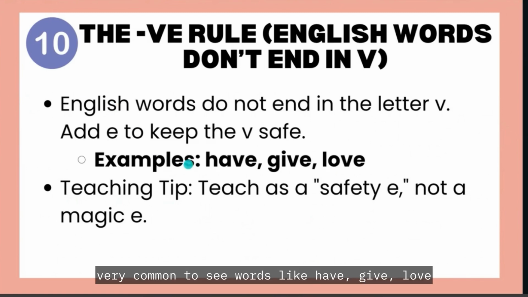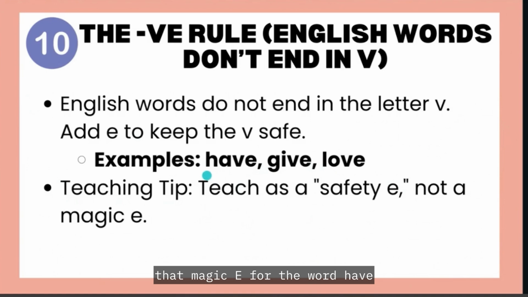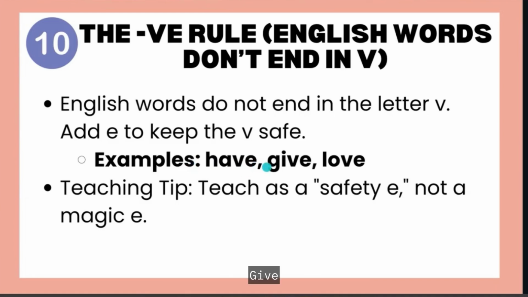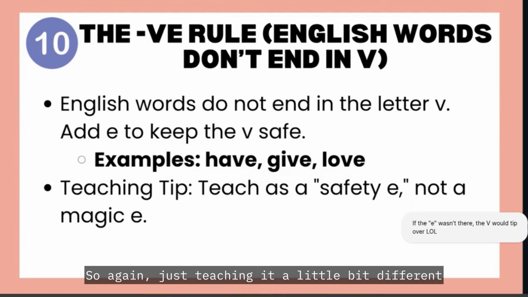It's very common to see words like have, give, love. And simply, it's not changing the vowel sound. So you can teach your students that this is different than the magic E. It's not giving that magic E for the word have. And this is a high frequency word. I know that a lot of scopes and sequences will teach give, if. So again, we have that I is short. It's not dive. And then love as well. So again, just teaching it a little bit different.